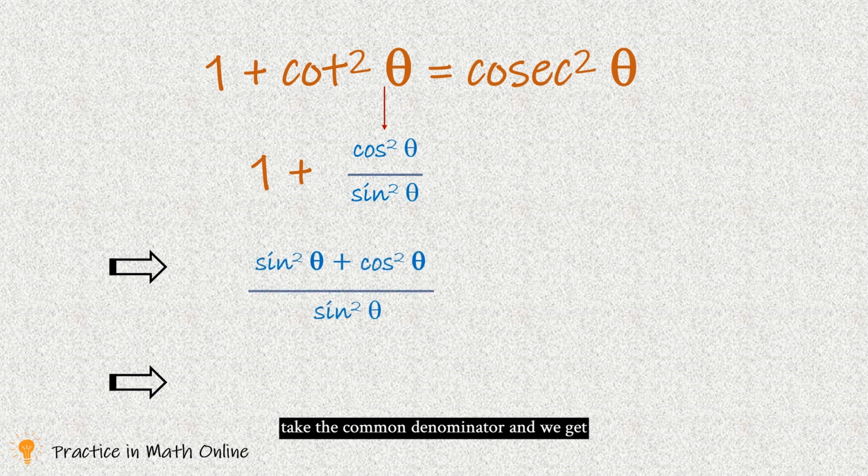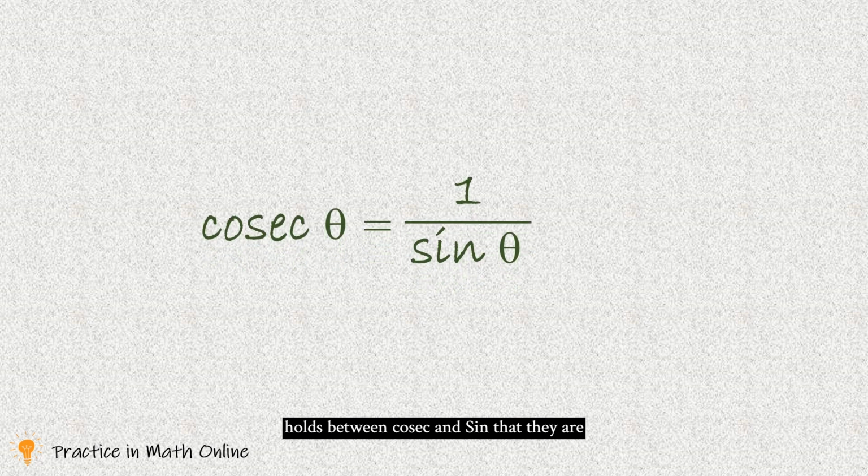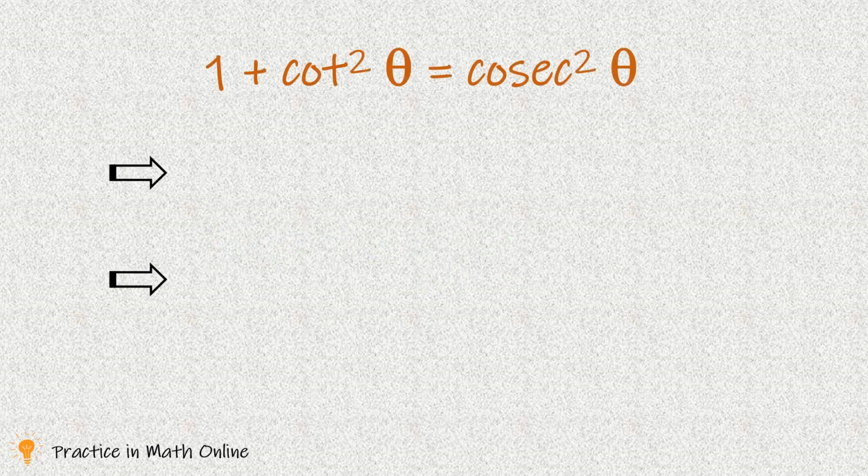We take the common denominator and we get sin square theta plus cos square theta over sin square theta. And the numerator is already shown to be 1, so it becomes 1 over sin square theta. And we know of the relationship that holds between cosec and sine, that they are reciprocal of each other.